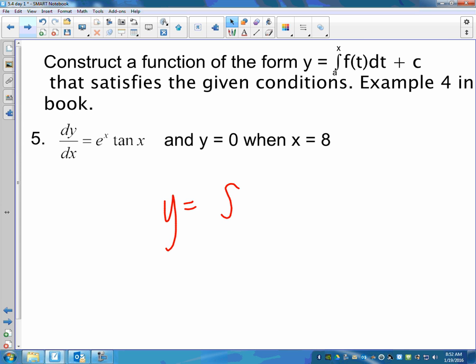So the function part actually is pretty easy. If this is my answer, what could my function be? I just changed my x's to t's, so that's e to the t tangent of t dt. So here's the x goes here.